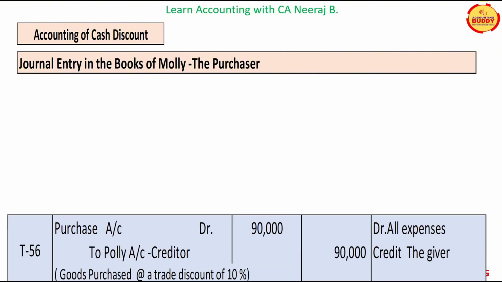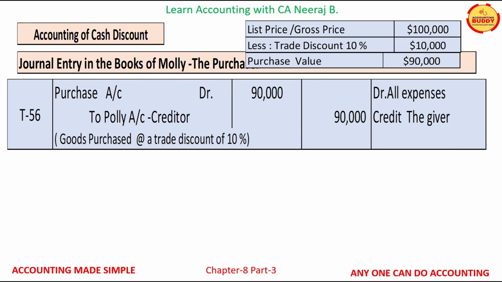The entry will be recorded as appearing on your screen. Purchase account will be debited as purchase is an expense, and as per the expense rule, debit all expenses and losses. While Polly's account is a personal account and as per the rule of personal account, credit the giver. Therefore, this transaction will be recorded for $90,000. No entry for trade discount of $10,000 will be recorded.